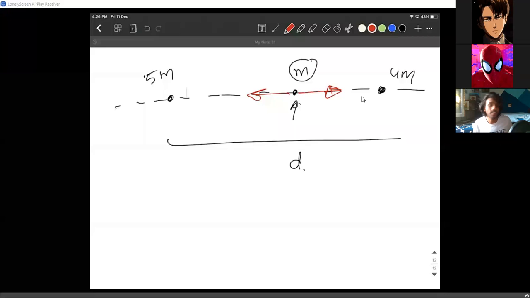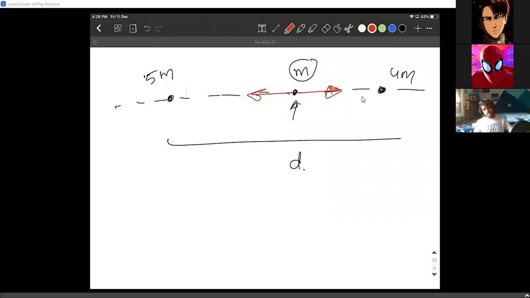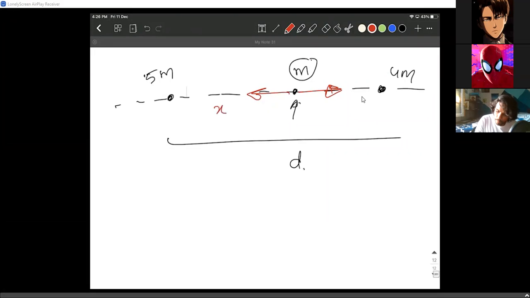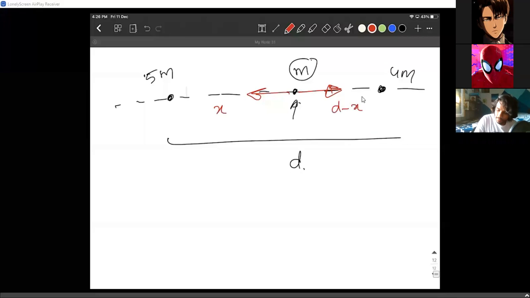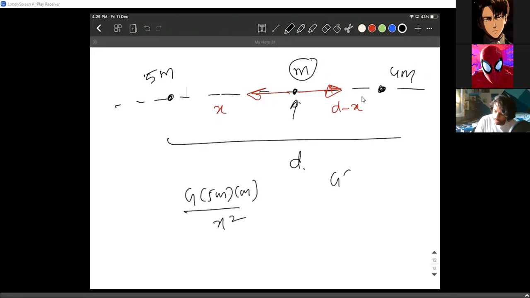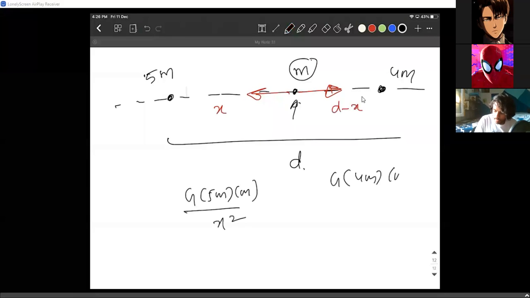Sir, I have one method, sir. Yeah, tell me. Sir, the whole distance is D. So I'll take any one distance as x and the other as D minus x. Beautiful. Then, sir, what I will do is calculate the force on M by using these two distances. Now we know that the sum will be 0, and just equate it, we get the answer.